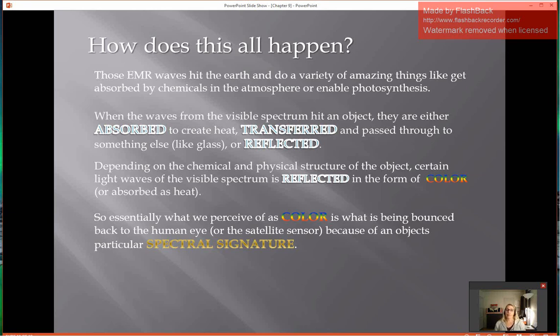So essentially what we perceive as color is what is being bounced back to the human eye or the satellite sensor because of an object's particular spectral signature. And the spectral signature is what we as human beings process as what something is, what it looks like. This is also how we understand what stars are made out of. It's a similar idea where the light that's coming to us is characteristic of certain kinds of atmospheric qualities and chemicals.